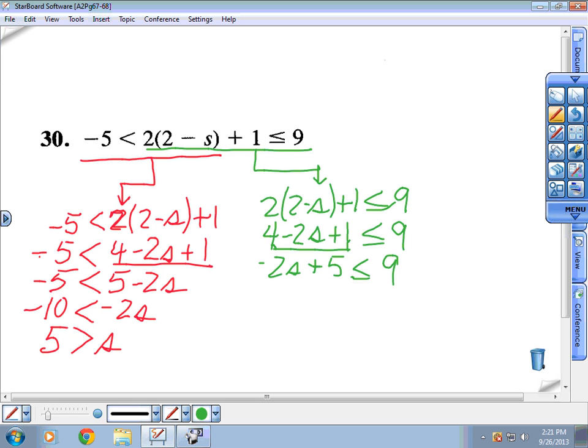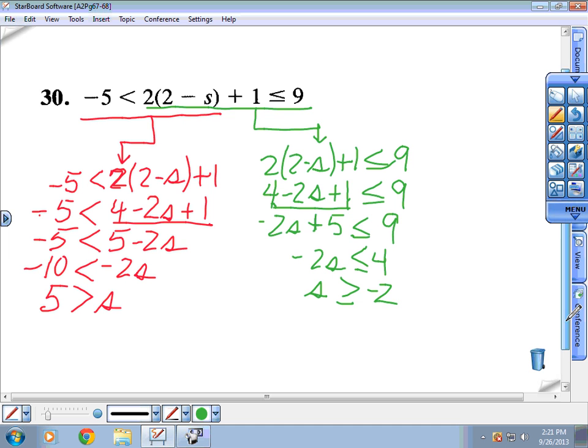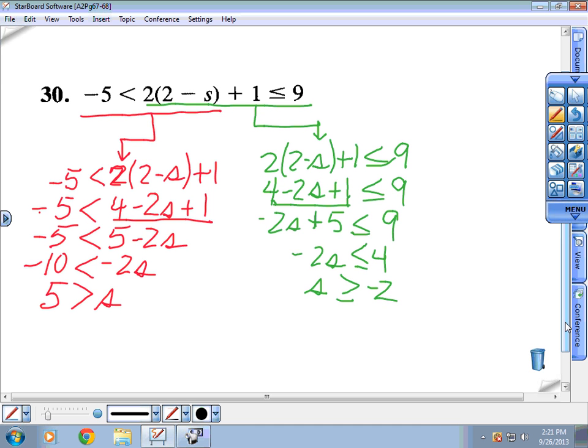Now I'm going to subtract 5, use the subtraction property, subtract 5 from both sides. And I'm going to divide again by a -2, which means I'm going to flip my sign around to the opposite direction. 4 divided by -2 is -2. So now I have my two inequalities down here simplified, and I'm going to plot my two endpoints. I have -2 and a +5. So I put them on the line, just like this.